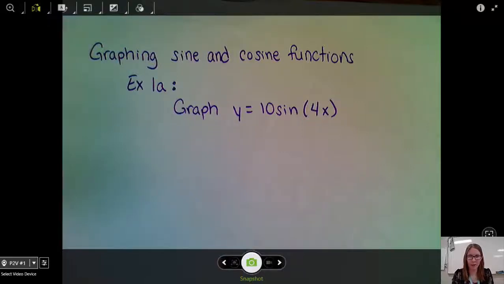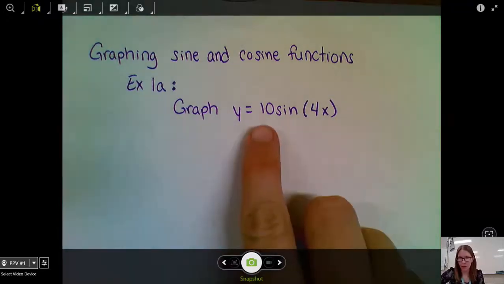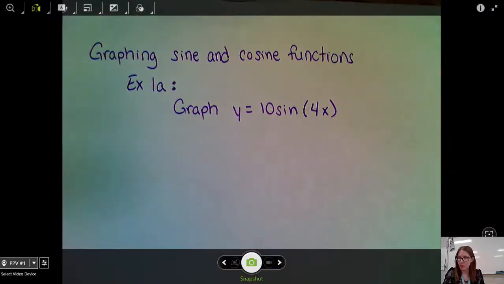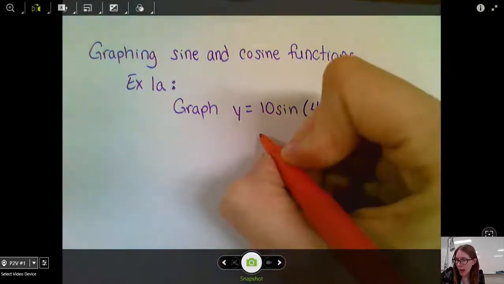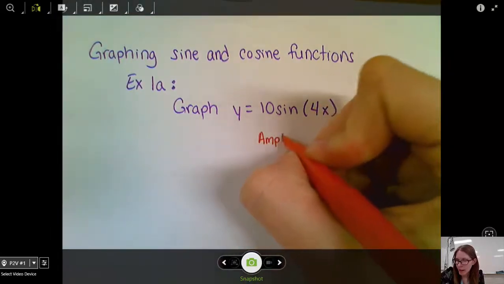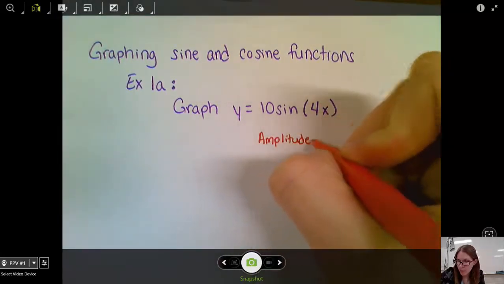All right, so we are going to practice graphing sine and cosine functions here. In example 1a, we are going to graph y equals 10 times the sine of 4x. Now, we saw in class when we did that little investigation that this number in front changes our amplitude. That's our vertical stretch. So just by looking at the equation, I know that this graph is going to have an amplitude of 10.